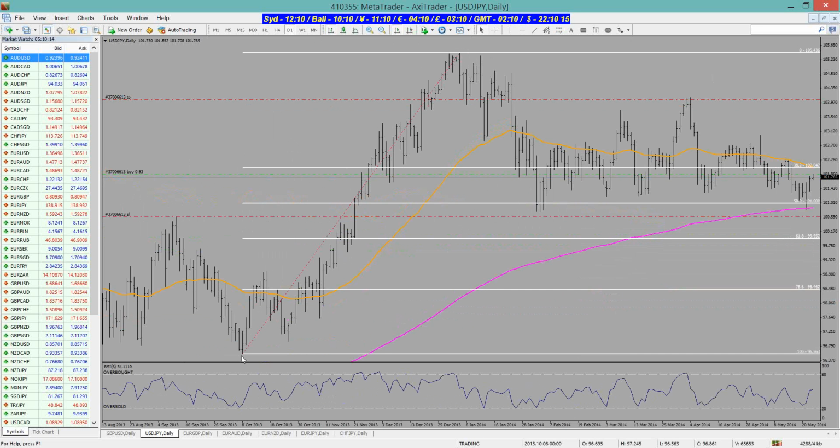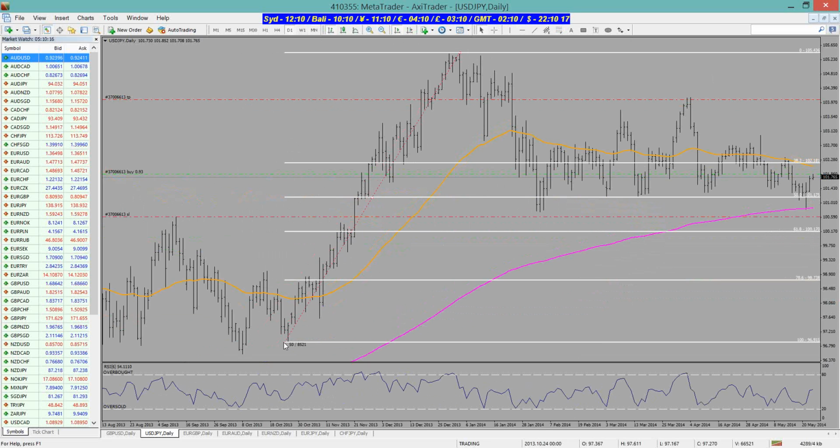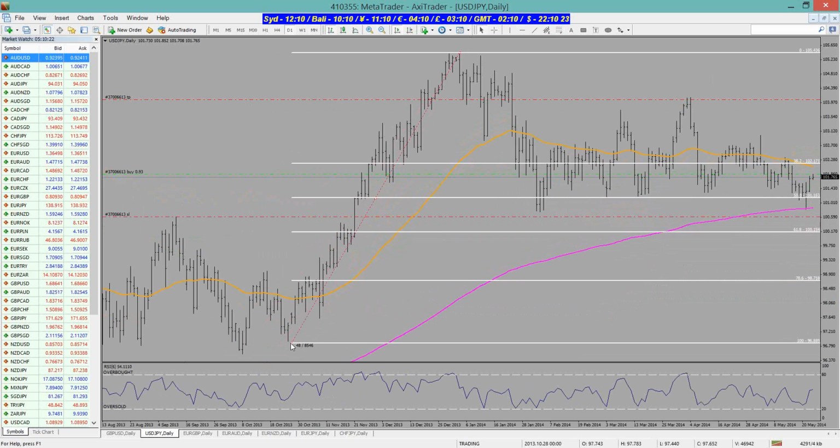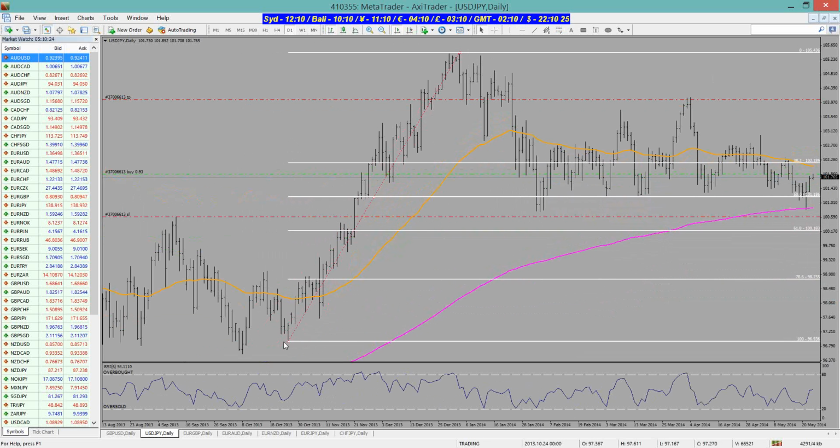I'm not sure if he went from there. Let's just, yeah. So you can see from this move that it pretty much followed that red line, didn't it? Very strong, powerful move. You know, it's gone from 96 to 105, so that's 1,000 pips. And then the 50 retracement is there.